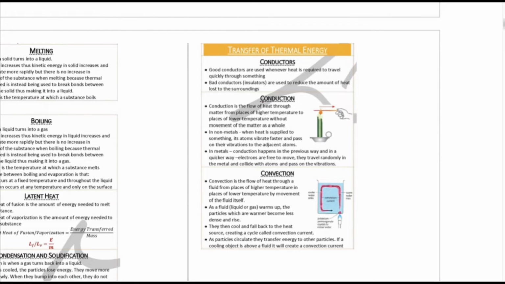Okay, so conduction. Conduction is the flow of heat through metal from places of high temperature to places of lower temperature without movement of the metal as a whole. So that means you can just hold the metals like that, stationary. No need to move it.